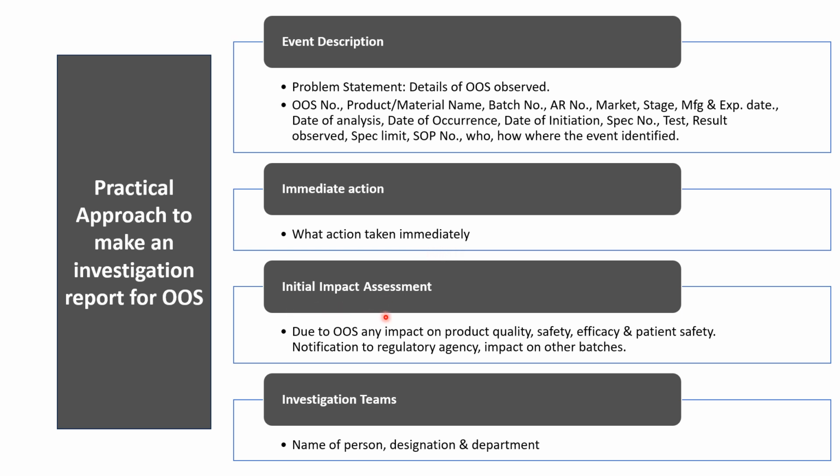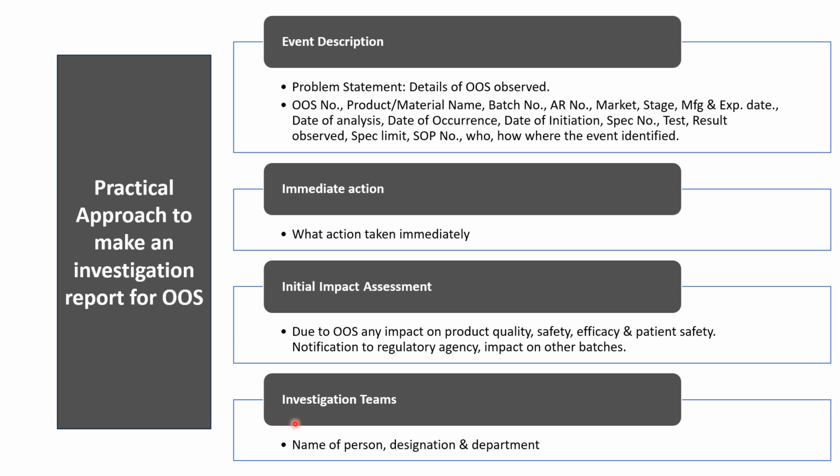Next is initial impact assessment. Here you need to elaborate the initial impact with respect to product quality and impact on batches. If the product is already commercial, then evaluate whether an FAR, that is, a field alert report, was generated or not. Impact on other batches should also be evaluated if other batches were analyzed along with this OOS result.